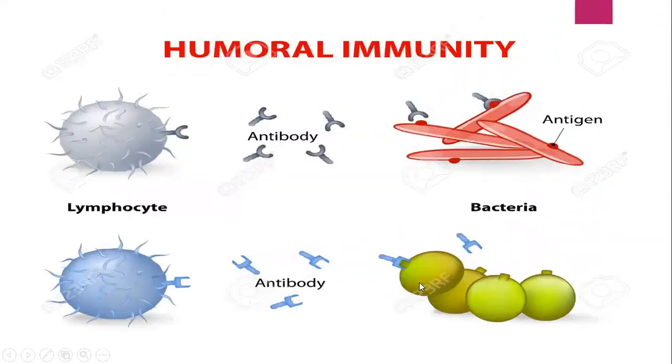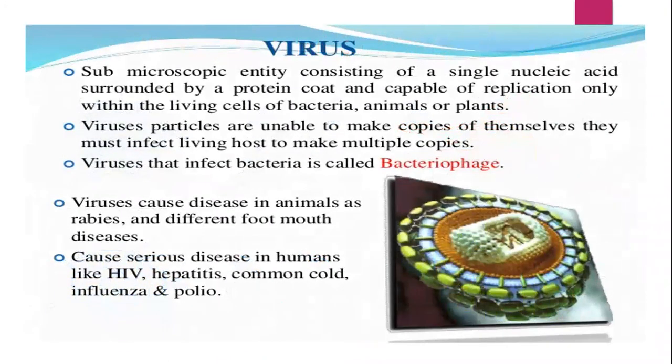Now, humoral immunity. You can see some different types of immunity here. These are antibodies, which have receptors, and these are antigens. They have special proteins. They both combine together, and as a result, they work against that particular foreign body, such as bacteria or viruses. Now we are going to see about the viruses.